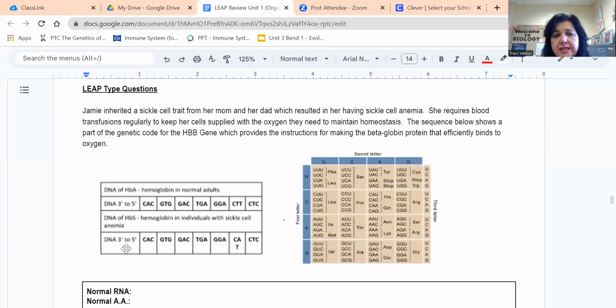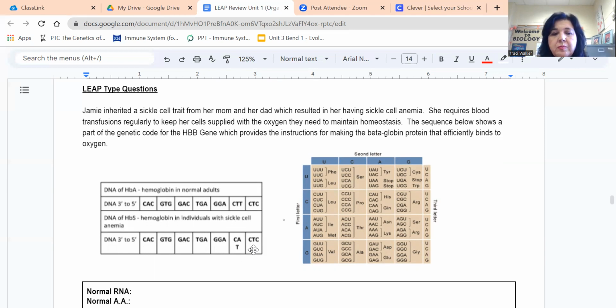And so if you look at the two DNA strands, you can tell pretty quickly what the difference is. You see that the nitrogenous bases are the same everywhere. TGA, TGA, GGA, GGA, until we get right here to the second to the last codon. Here we see we got CTT in the normal hemoglobin, but down here in the sickle cell, we've got CAT. And so that is what's causing our problem.